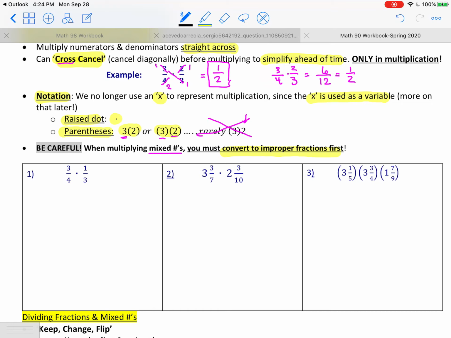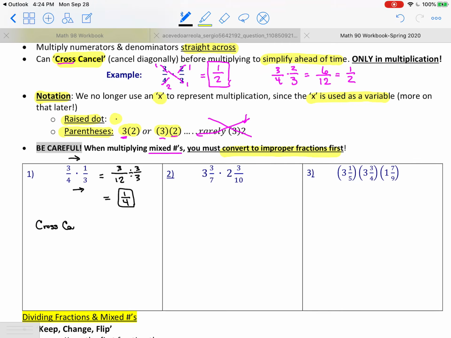We've got 3 over 4 times 1 over 3 here in example 1. If we remember the rules, we multiply straight across, and we are going to get 3/12. And of course, we would divide by the greatest common factor, which is 3. So we divide both top and bottom by that same number. That's going to give us 1/4. That is actually pretty straightforward.